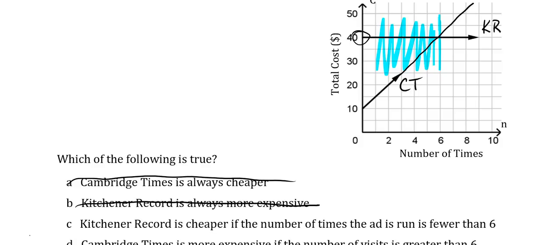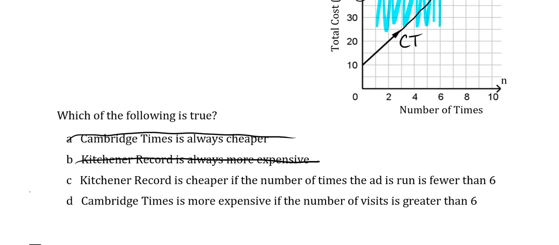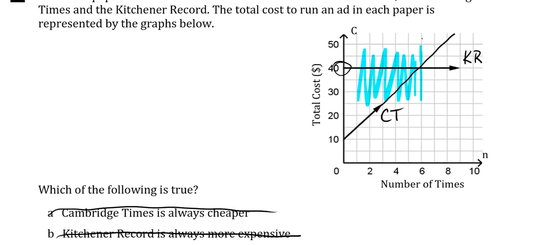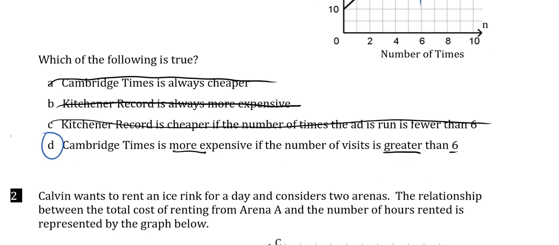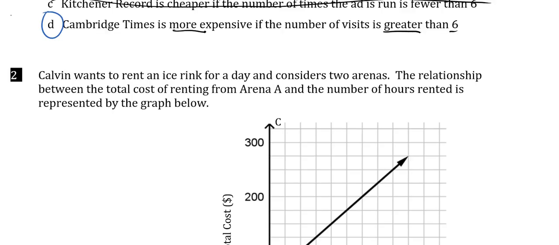Good. Basically, what I'm looking for is Cambridge Times is below. The line is below means it's cheaper, right? Doesn't that make sense? Okay, so it's not C, so it has to be D. But let's just make sure that makes sense. We didn't make a mistake. Cambridge Times is more expensive if the number of visits is greater than 6. So here's 6. And after 6, more than 6, Cambridge Times is above, so it's more expensive. So that's it. D. So circle that one. Okay, good.